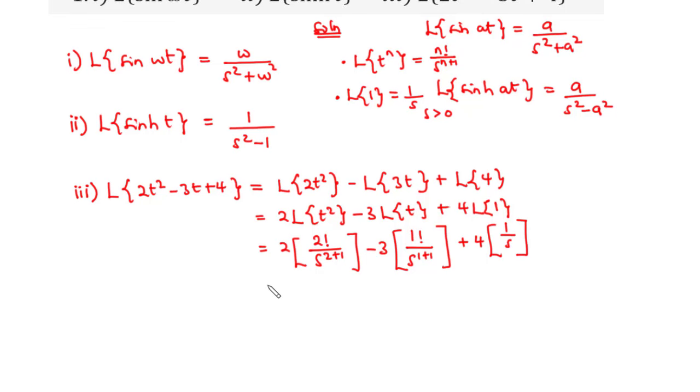Now let's multiply the various constants across. So 2 factorial is 2, and 2 times 2 is 4, so we have 4 divided by s to the power 2 plus 1, that is s cubed, minus 1 factorial is 1, so negative 3 times 1 is still negative 3, so minus 3 divided by s to the power 2, plus 4 divided by s. Therefore, this is the Laplace transform of the function 2t square minus 3t plus 4.